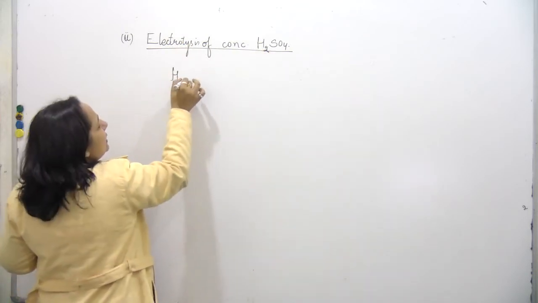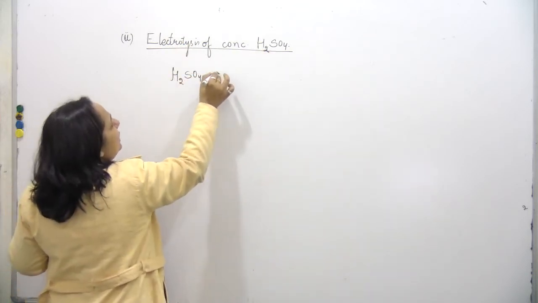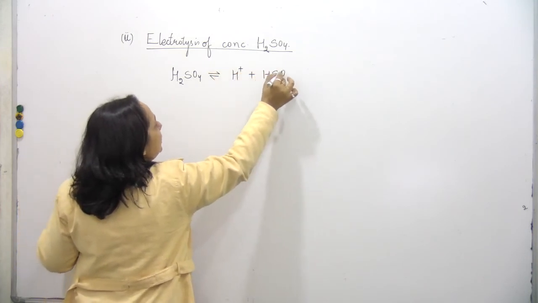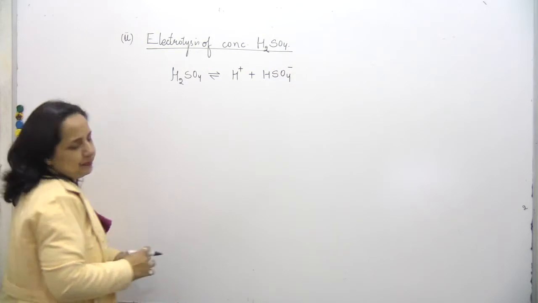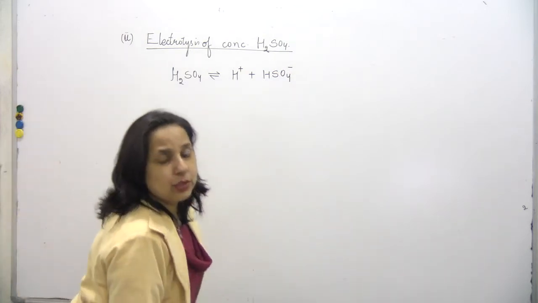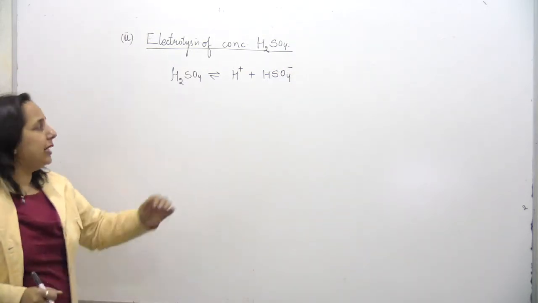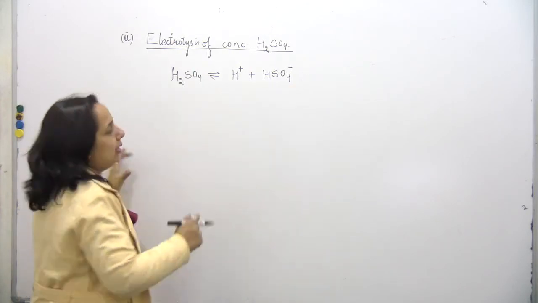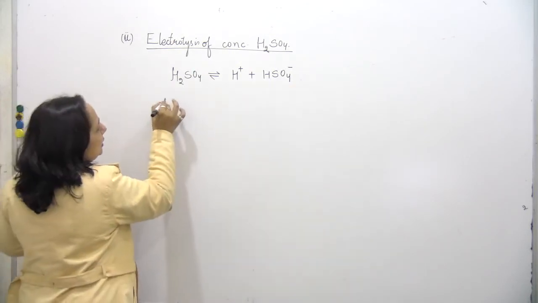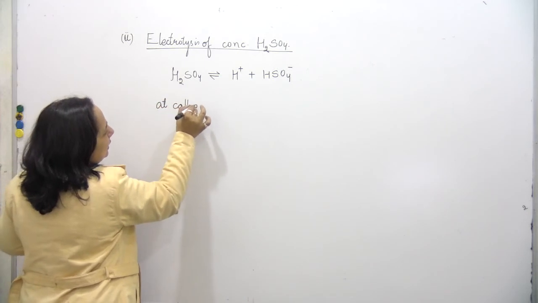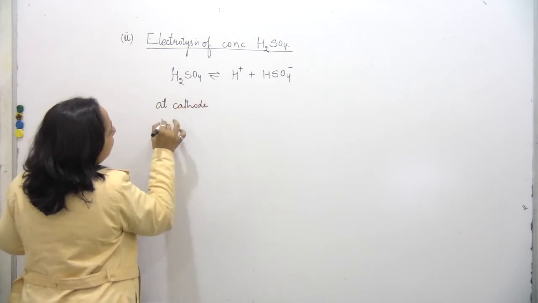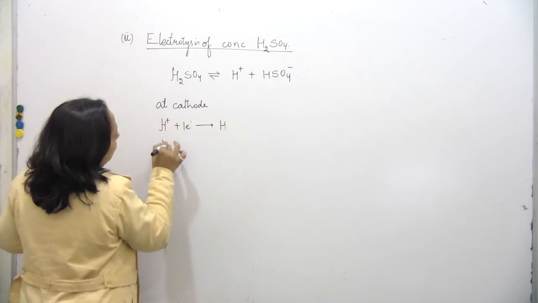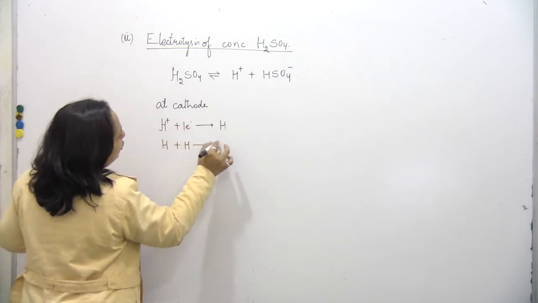Concentrated sulfuric acid is going to decompose, leading to the formation of H+ plus HSO4-. These are the two ions in the solution. Concentrated sulfuric acid has a good percentage of hydrogen sulfate ions. Now at the cathode, H+ is going to gain one electron, we get H. H plus H, it is going to be H2.